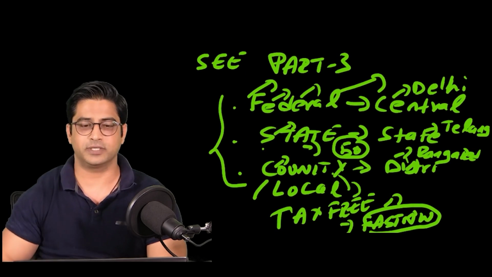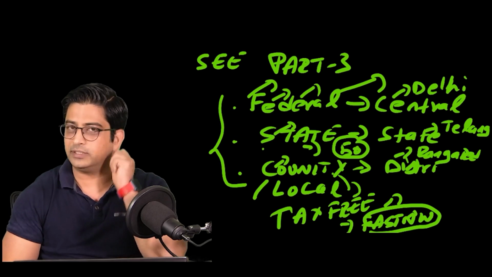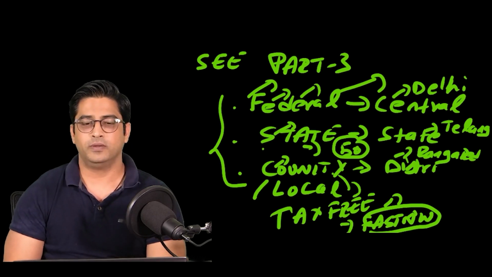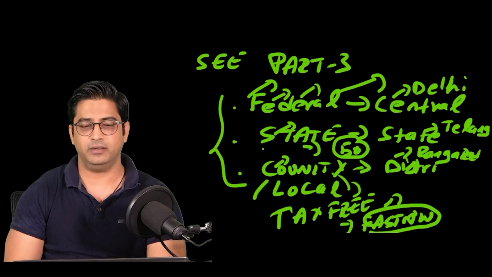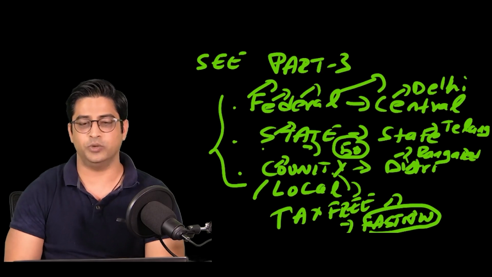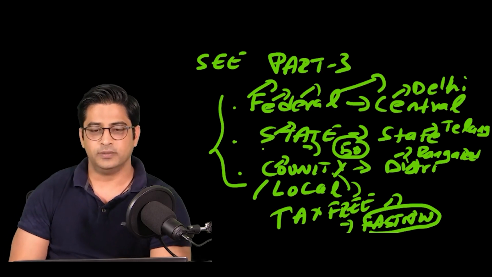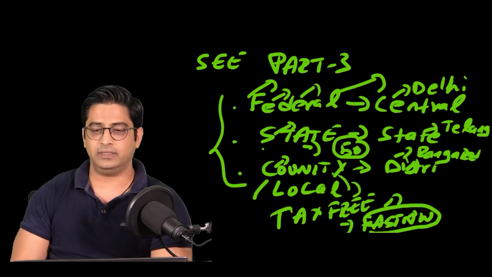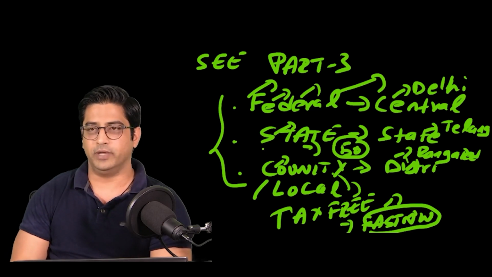We have 3 structures basically. One is federal, other is state, third is county. Federal is like central, state is again state, county is county. So Delhi, Telangana, and wherever we are residing, Rangareddy.